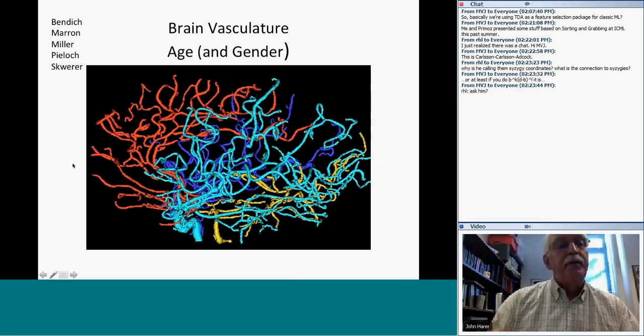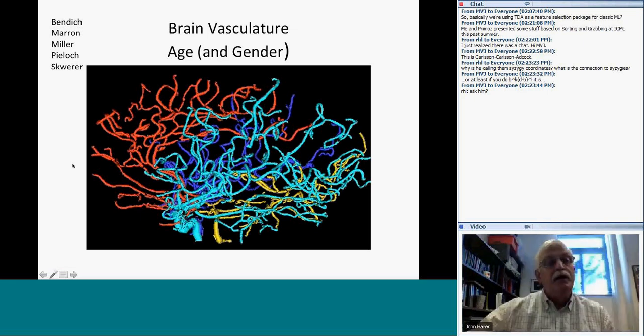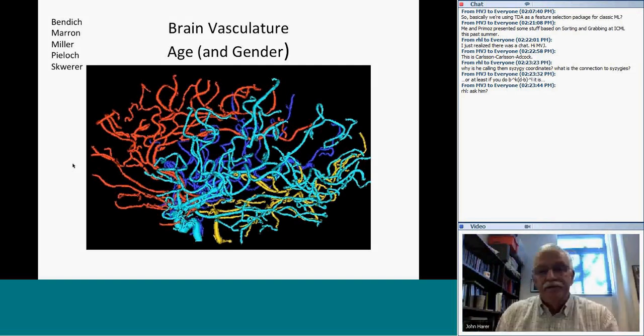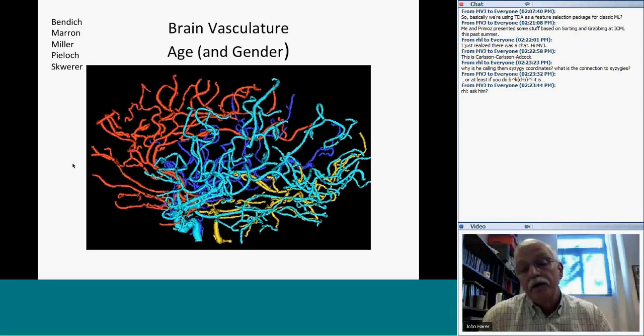So here's one last example. This is not my work at all. This is Paul's work with Steve Marin and some other folks. I think they're all at UNC, at least some of them are. This is a picture of the vessels in a human brain, colored by different length. They're actually different components of the graph, which is down at the bottom. This is based on imaging done with MRI, which is then followed by a tube tracking algorithm, so that these are fairly accurate images of the actual locations of the blood vessels for individuals.